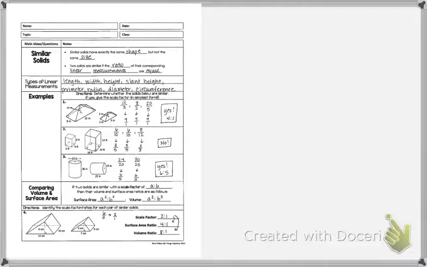Class, we're starting our next lesson, 11.11, homework 11. We're working with ratios. Y'all remember what ratios are? I'll tell you. Ratios are fractions. Okay?